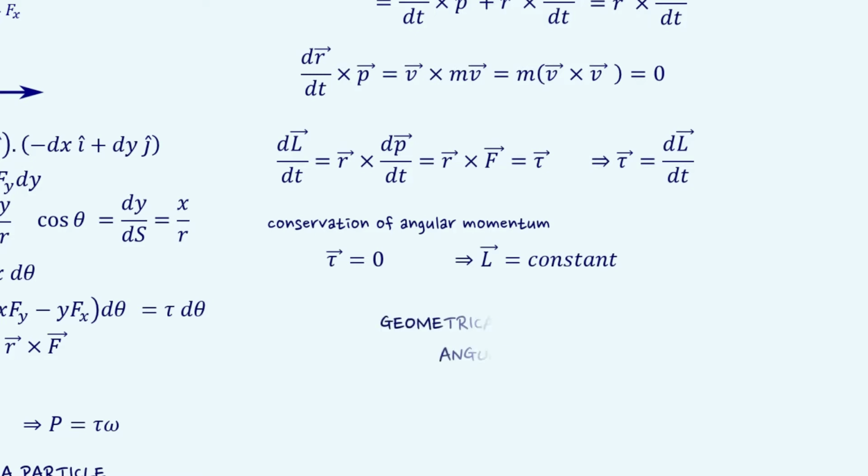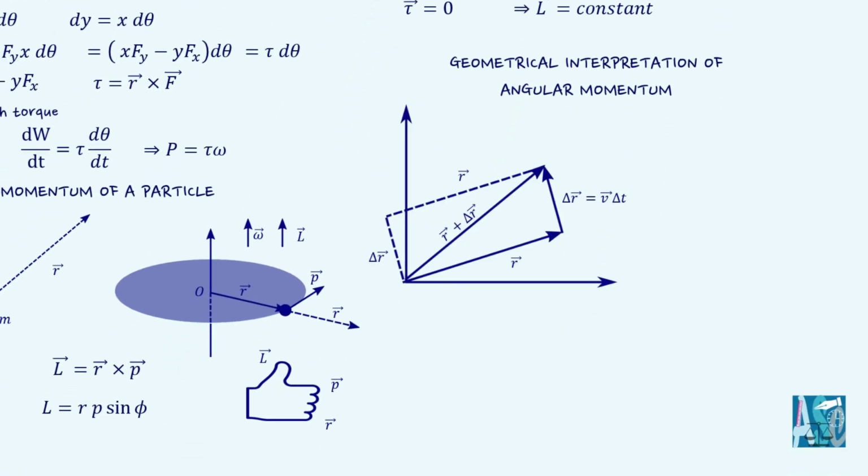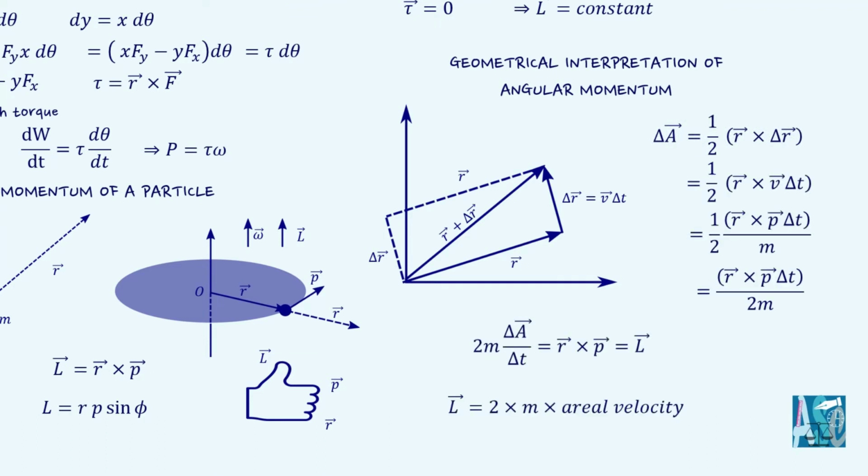We can also have a geometrical interpretation of angular momentum. Suppose the position of a particle moving with velocity v is represented by the position vector r. After some time delta t, the position of the particle is changed and represented by r plus delta r. Geometrically, using vector algebra, we can show the angular momentum of the particle around the axis is equal to twice m times the areal velocity of the position vector. This geometrical interpretation can be used to explain Kepler's law, which we shall discuss while discussing gravitation.